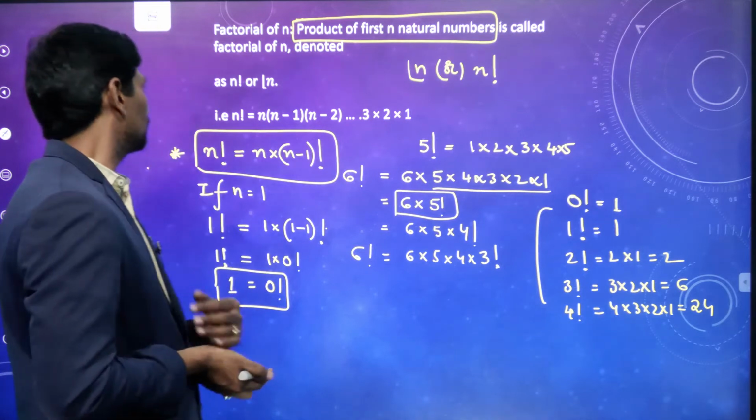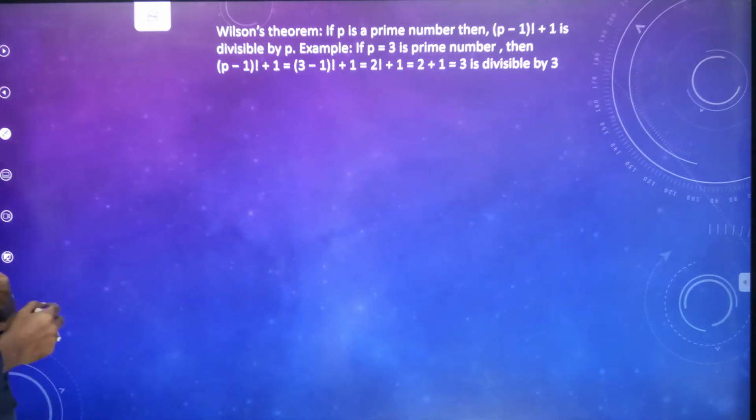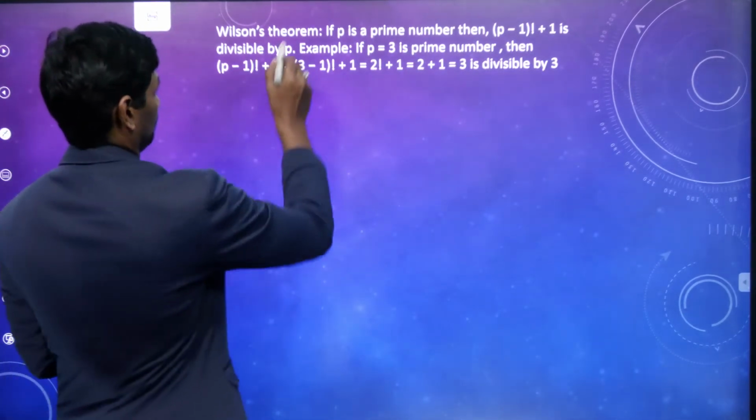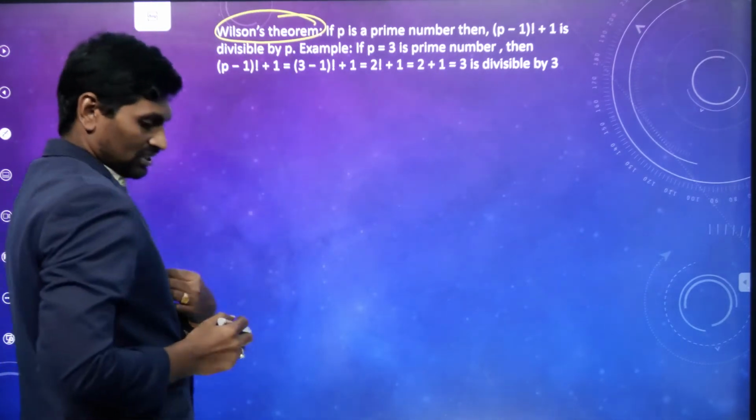Next. Yeah, Wilson theorem. So many theorems. These are helpful to solve the exercise problems.